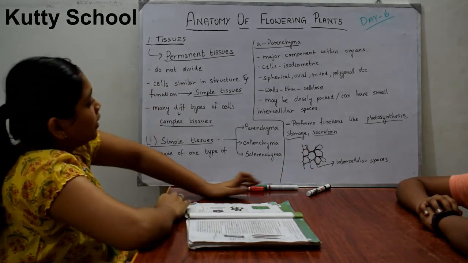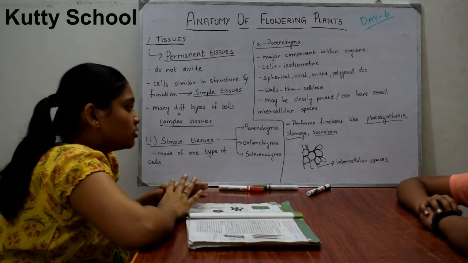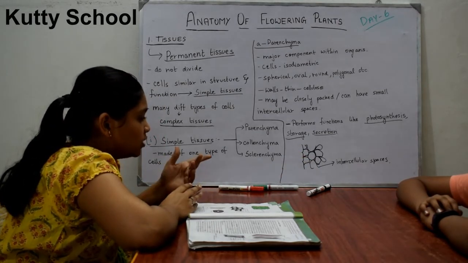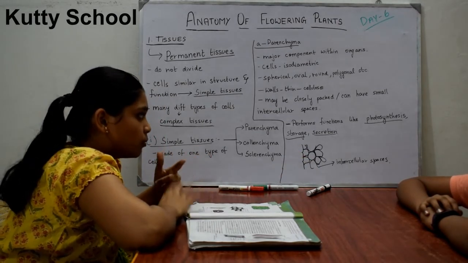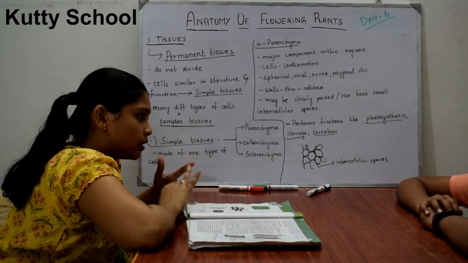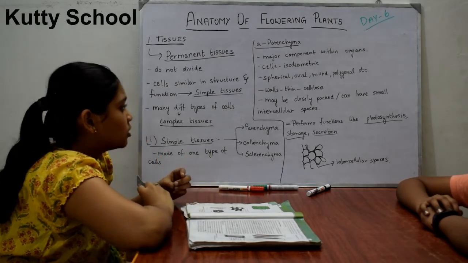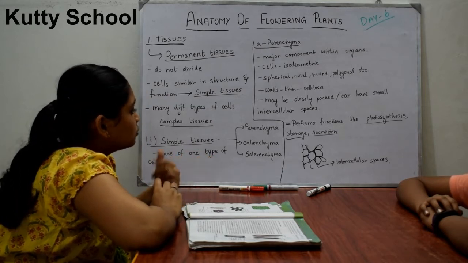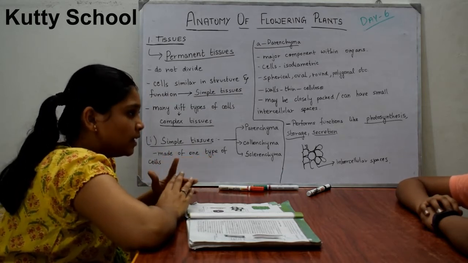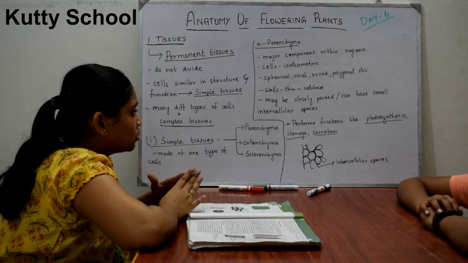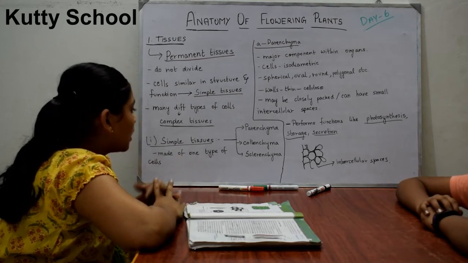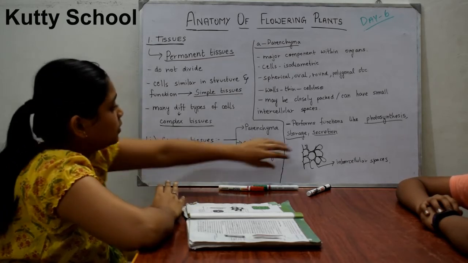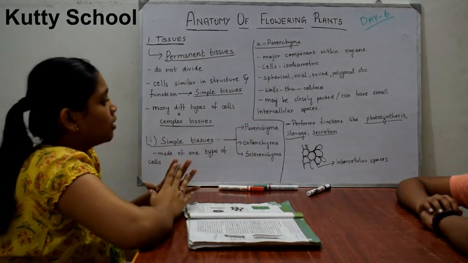These cells perform functions like photosynthesis, storage, and secretion. So these are parenchyma cells. Next we will see collenchyma and sclerenchyma cells, how they are arranged and what function they perform under simple tissues, which are composed of one type of cells.